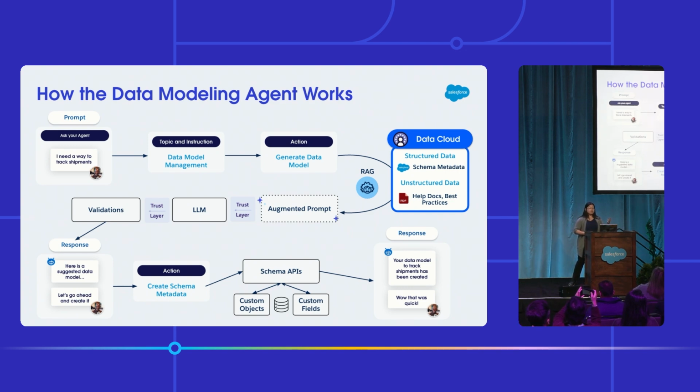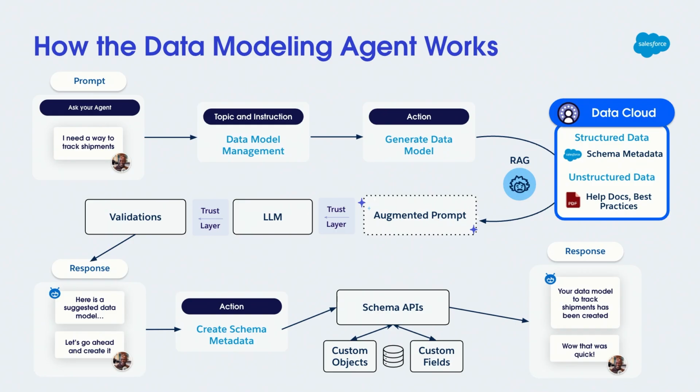RAG means retrieval augmented generation. So we're working with Data Cloud. We're trying to see if we could integrate your org's metadata into the LLM as well. Ideally, we would get back a combination of net new custom objects and also existing objects on your org. And so after the LLM gets that prompt and gives us a response, we have a quick validation layer.